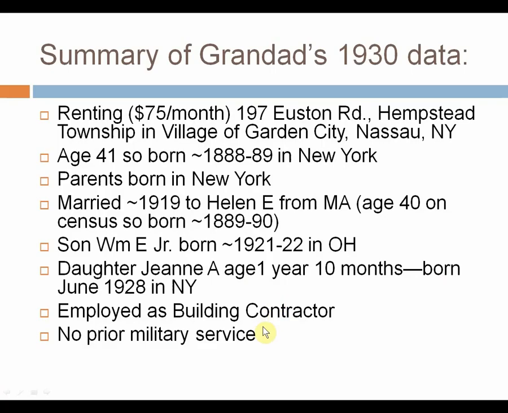So summarizing the information from the 1930 data, I have the information about rental, where they were living, their age, so I have the estimate now of when he was born, where the parents were born, the year that he married, when and where my father was born, when and where my Aunt Jean was born, and I actually have that down to a month, what my grandfather's occupation was, and the fact that there was no prior military service. Important to know. I won't be spending a lot of time looking for military records for him.